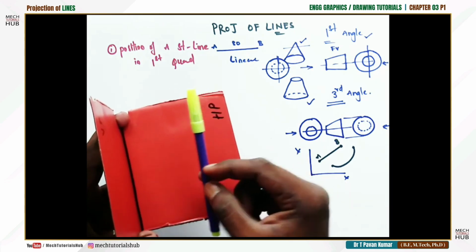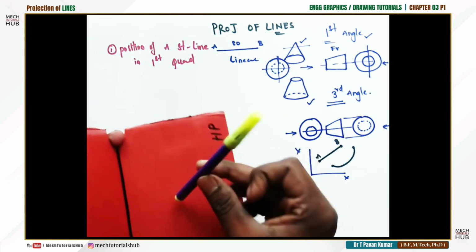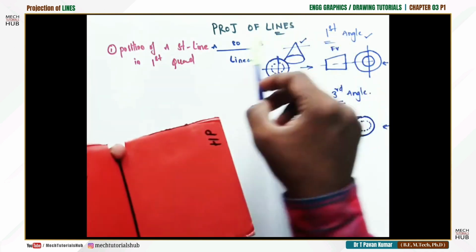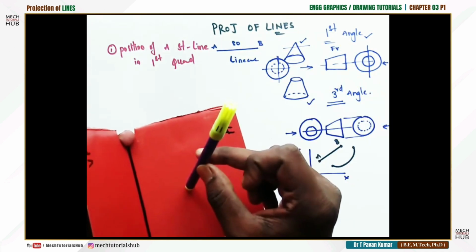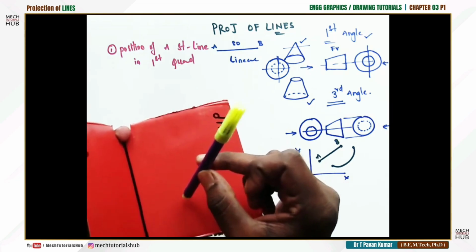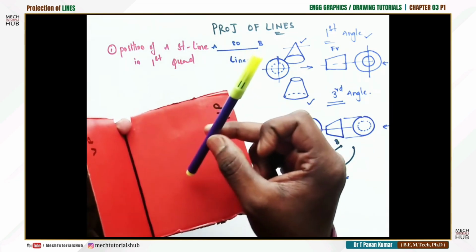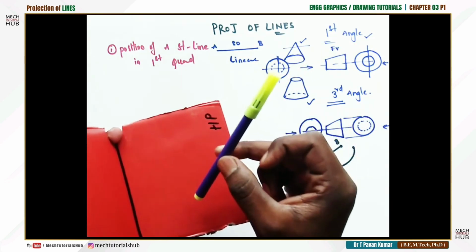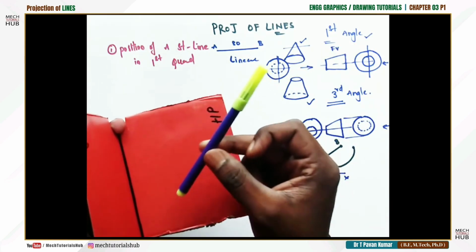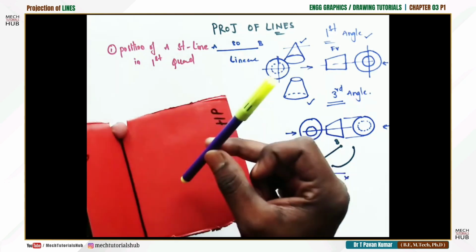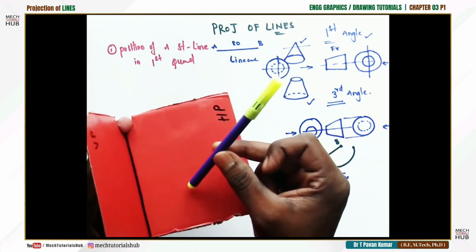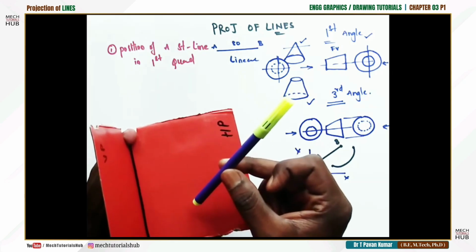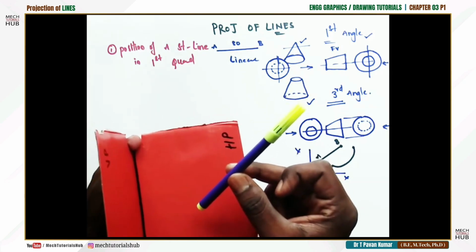And one more condition is there, which is a line inclined to both the planes. The position may be something like this. In projection of lines, a line inclined to both the planes is one of the conditions which is somewhat tough to understand. We'll see this at the end of the session or end of the projection of lines, or else I'll take a separate video lecture to make you understand how the projections are going to be when a line is inclined to both the planes, which is very important in both your external and internal examinations.